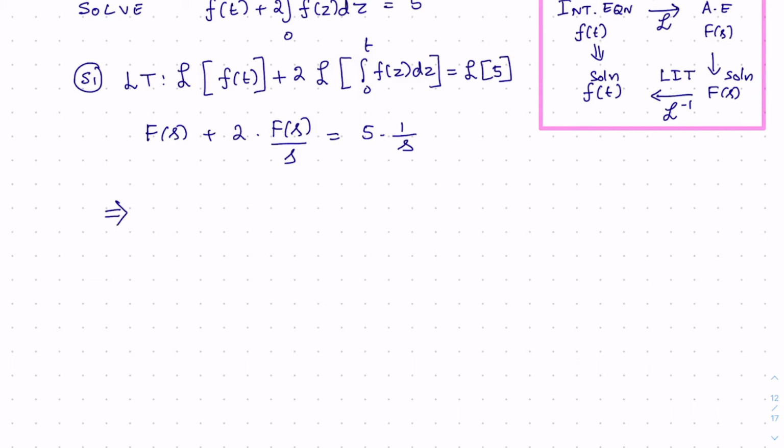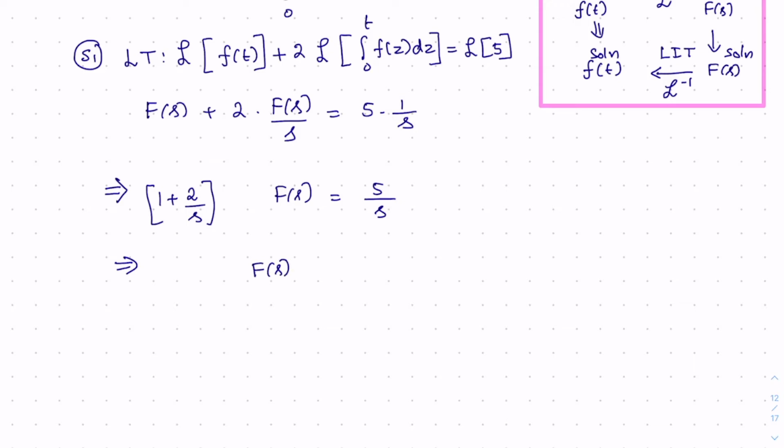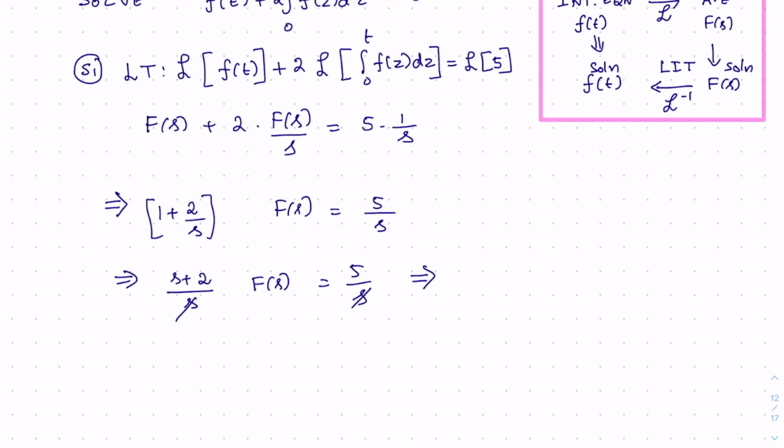Now if I simplify this, that is going to give me cap F of s times 1 plus 2 over s, equal to 5 over s. Before we solve for F of s, let me simplify this. This is going to be s plus 2 over s, and here I have 5 over s, and s and s get cancelled. So if you simplify this, I have cap F of s equals 5 over s plus 2. This is my second step, isolating it for cap F.